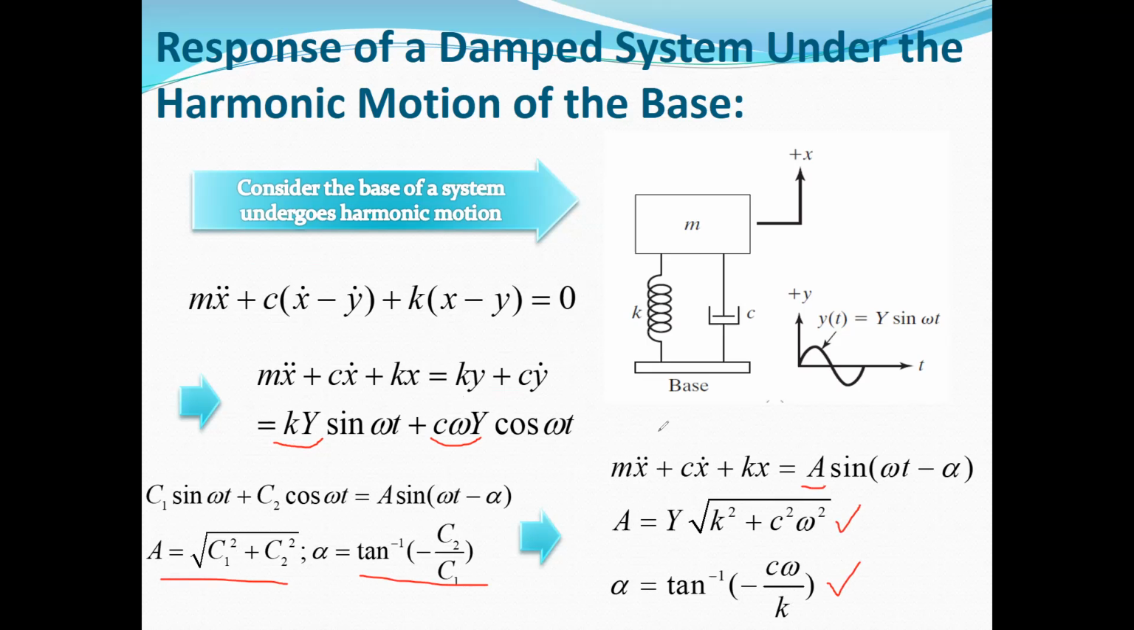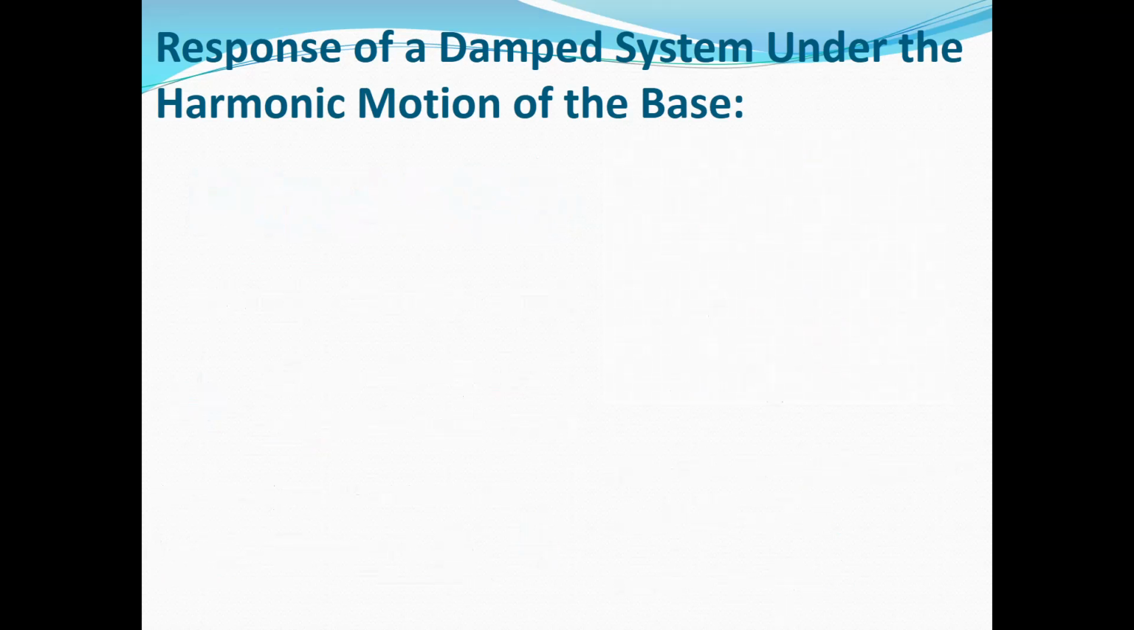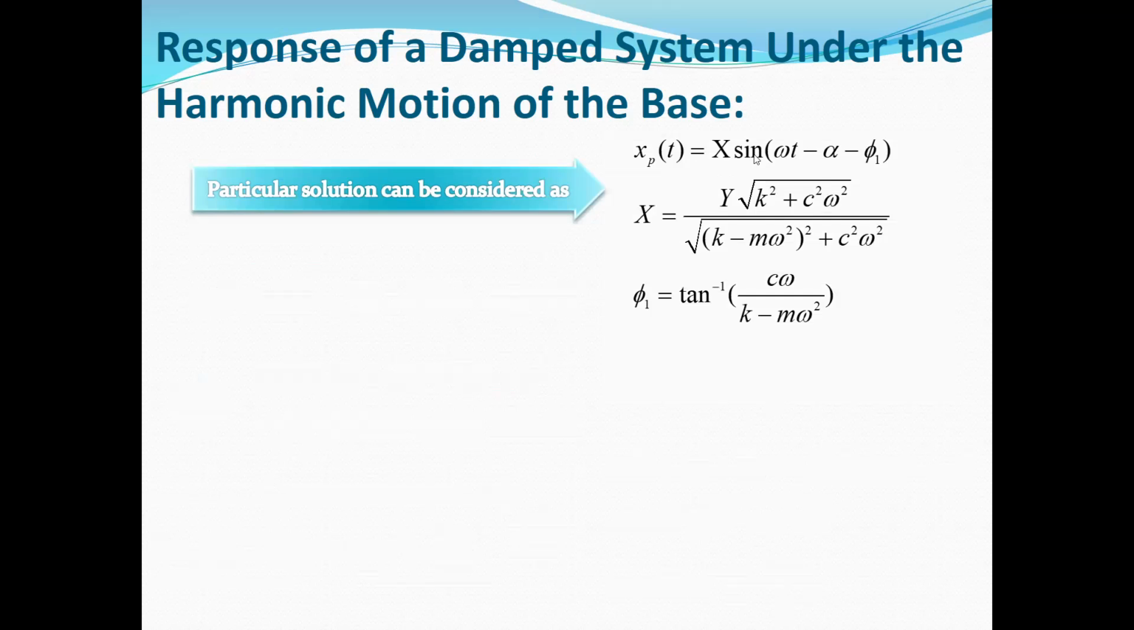Now we can solve this equation for the non-homogeneous system and obtain the particular solution or the steady state response for this system subjected to a base excitation. The particular response can be considered as uppercase X sine omega t minus alpha minus phi1, where phi1 is the tangent inverse of c omega over k minus m omega squared, and uppercase X, which is the amplitude of the response, can be obtained from this equation. We use the formula extracted in the previous chapter.